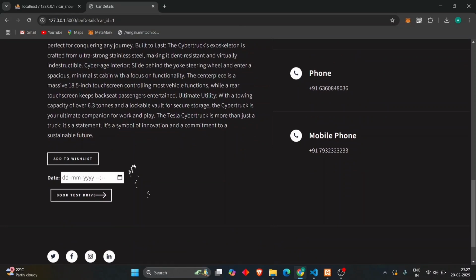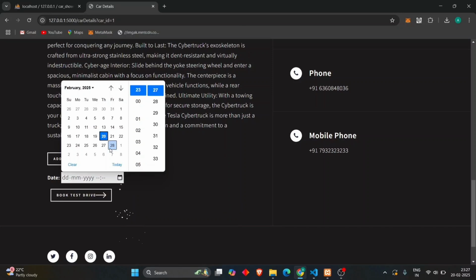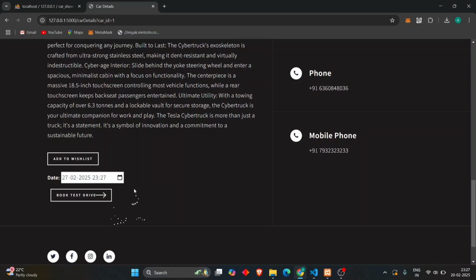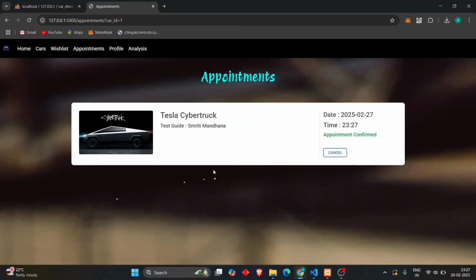So let's say we want to book a test drive, so we can select a date, let's say 27th February. After selecting, we can just click book a test drive, and our appointment is confirmed, and on this date the appointment was booked. So this is the appointment booking system we have created.